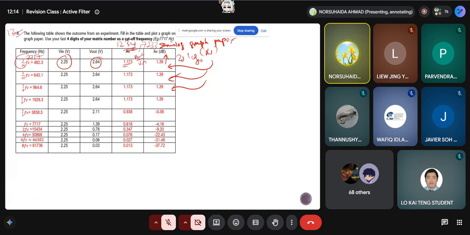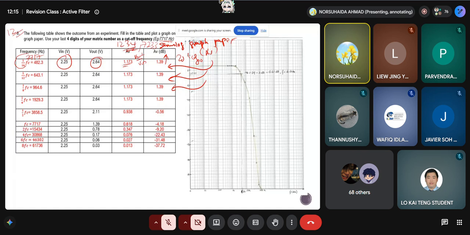After completing everything, because the information given for this question is only your cutoff frequency, you can calculate all the rest of the frequencies. You are given Vin and Vout, so you calculate the AV, then convert the AV to dB, right? So you complete everything, then plot the graph. This is the graph that I'm plotting for you.